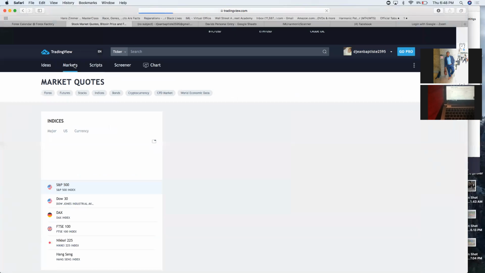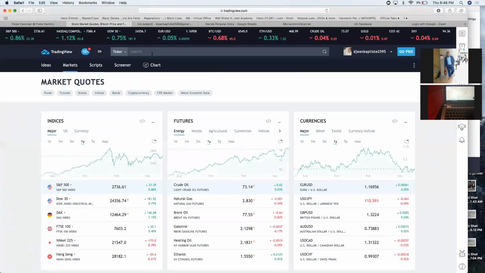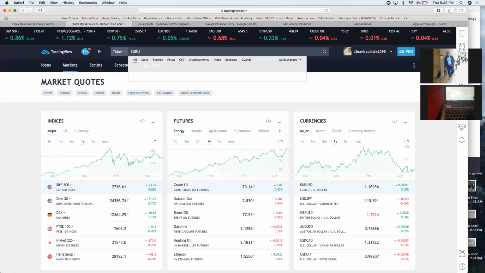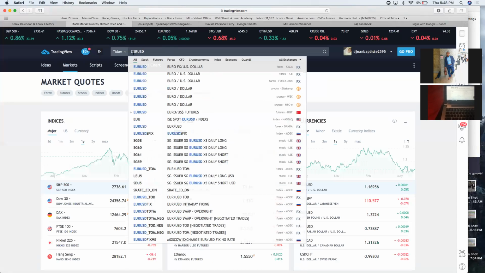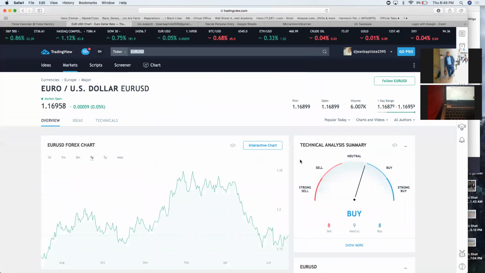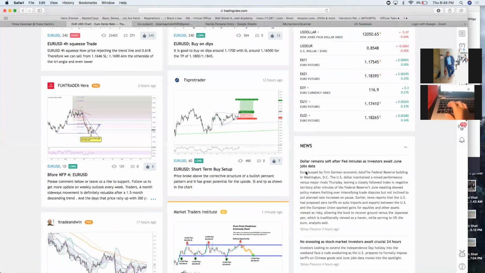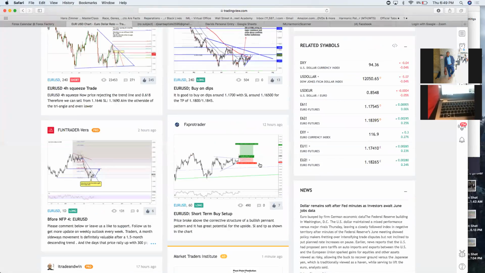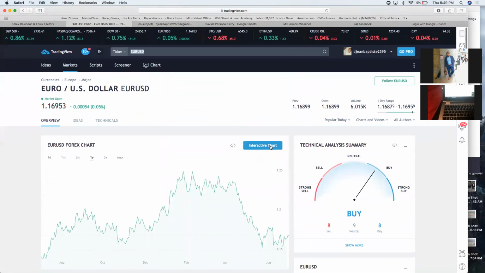So we go back and we're gonna type in Euro USD, right? Once you type in the Euro USD on the ticker, you're gonna click search. All right, so we went over the overview, the ideas, the technicals, the popular today, the charts and videos, and all authors. We went through pretty much all the analysis and assessments of individuals, right?